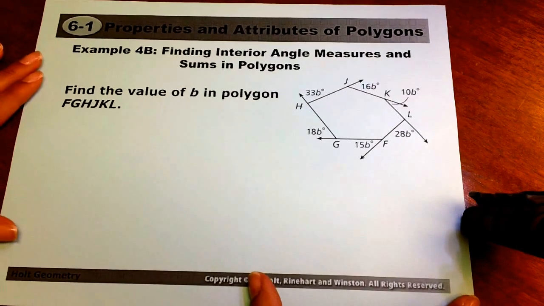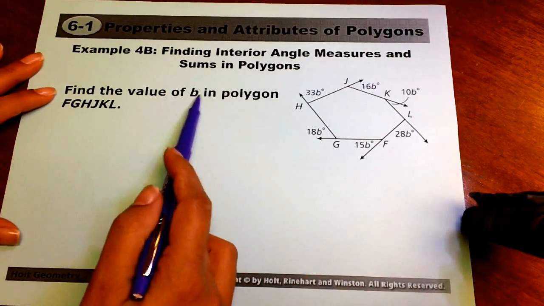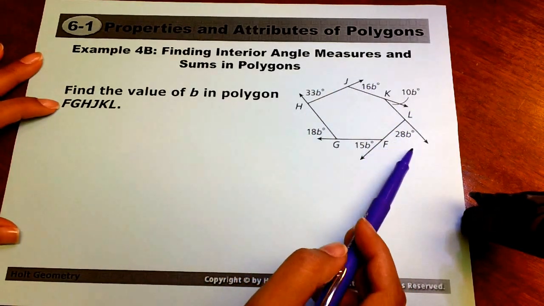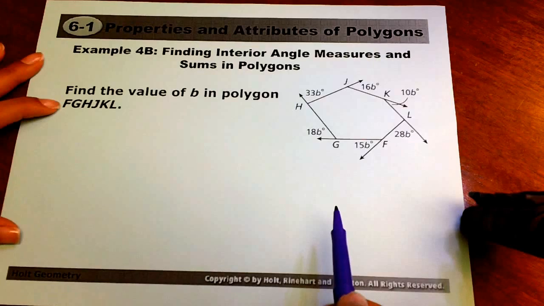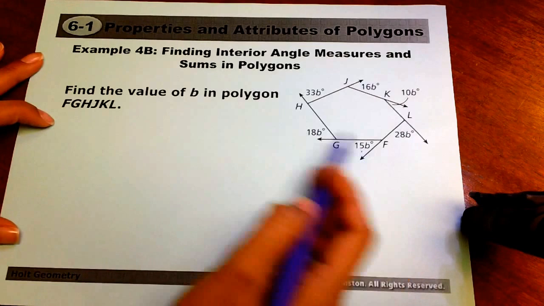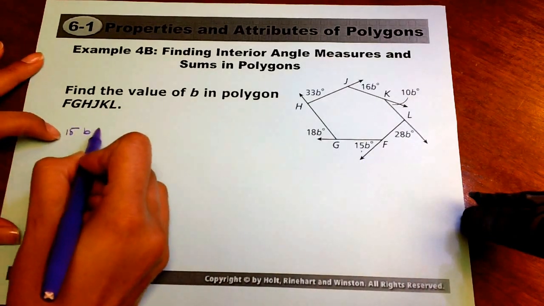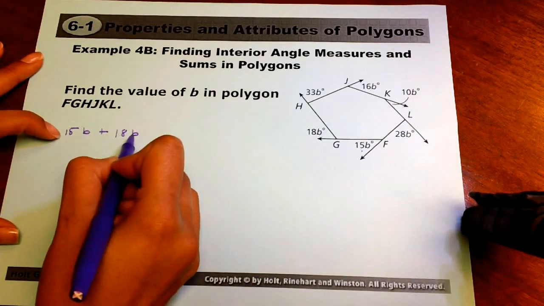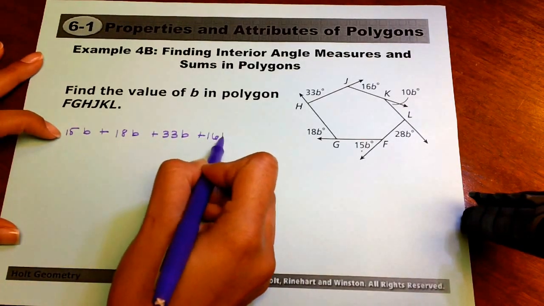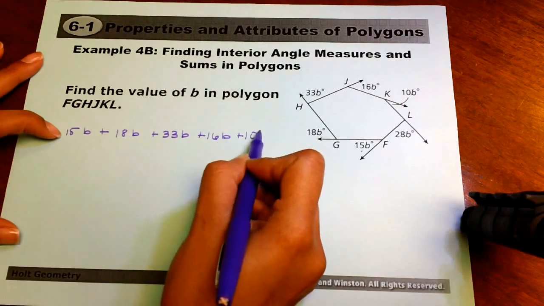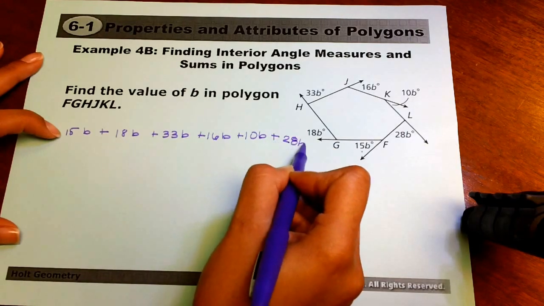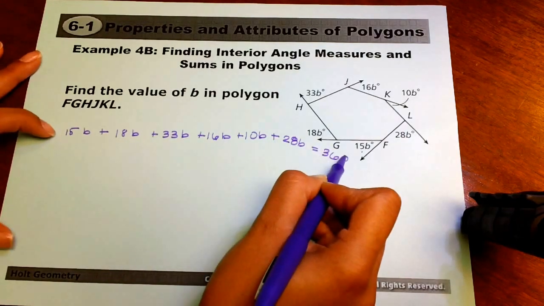Alright, last example. We need to find the value of b in this polygon here. Now I know that the exterior angles are all going to add up to 360 using the polygon exterior angle sum theorem. So, and it doesn't really matter where you start, I've got 15b plus 18b plus 33b plus 16b plus 10b, oh I'm going to run out of room, plus 28b equals 360.